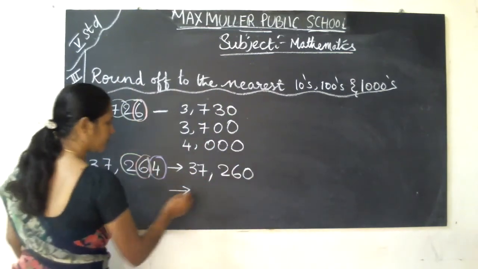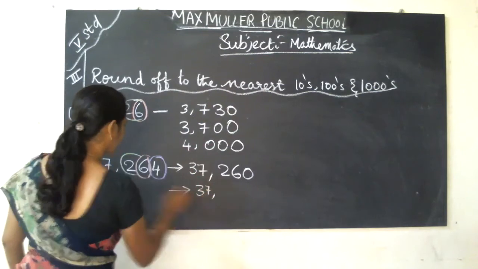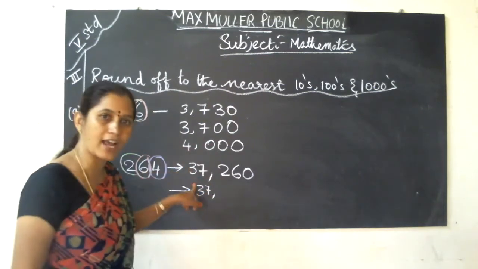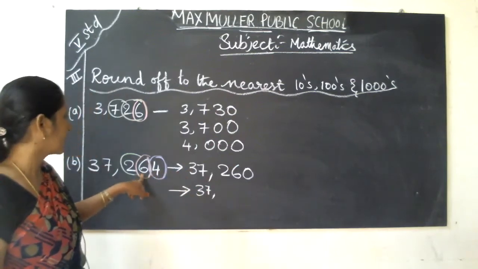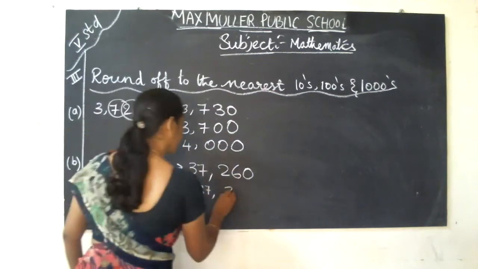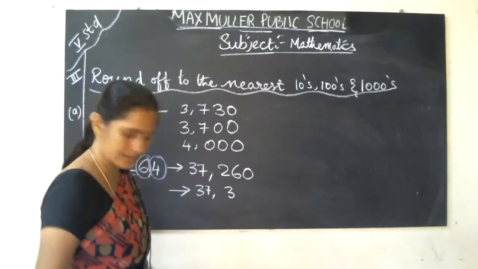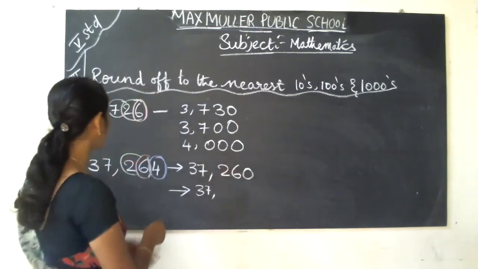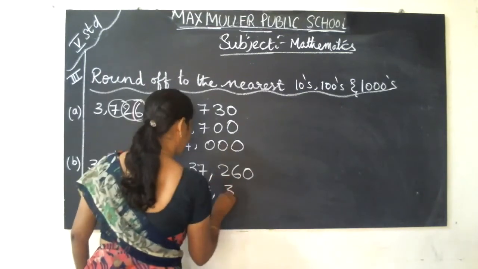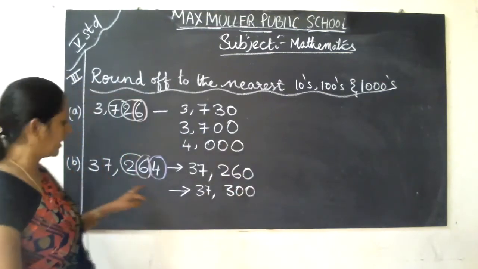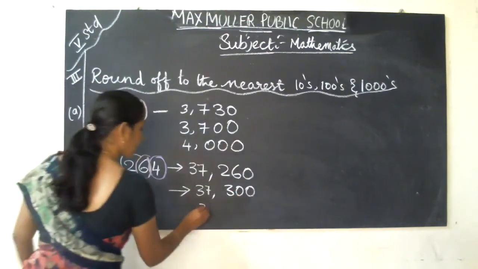Next, 37,064. 64 means it is greater than 50. So greater than 50, what we have to do is go to the next 100. 37,300. Next, last one.